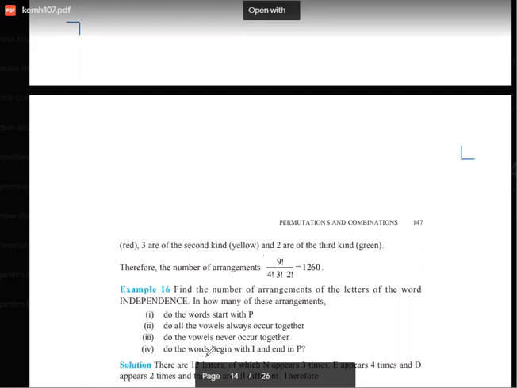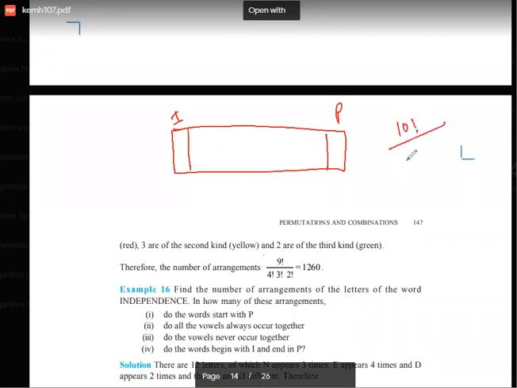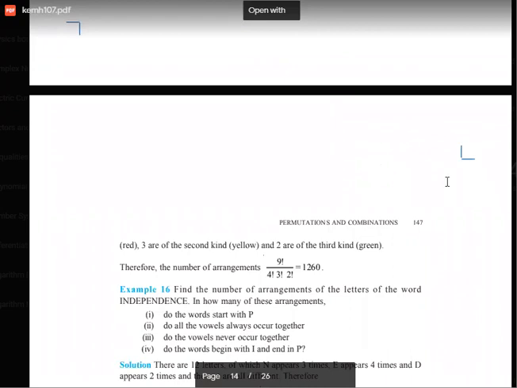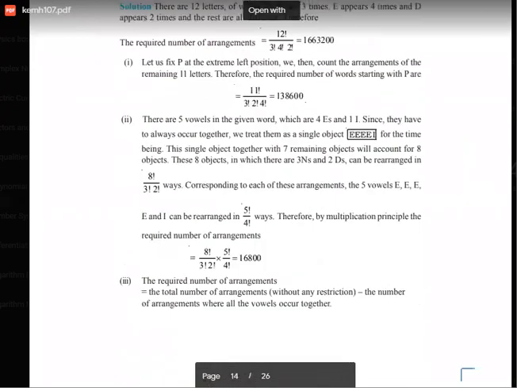Question number fourth, does the word begin with I and end with P? Again, it's easy. Fix I here and fix P at the end. Then do it. Yes, very good. So it is 10 factorial divided by, now, the left out word is how many? Yes, very good. It is 4 factorial into 3 factorial into 2 factorial. Very good, everyone. I hope everyone got this concept.